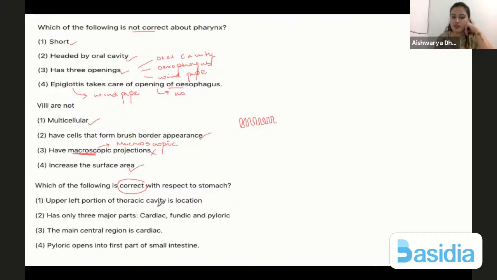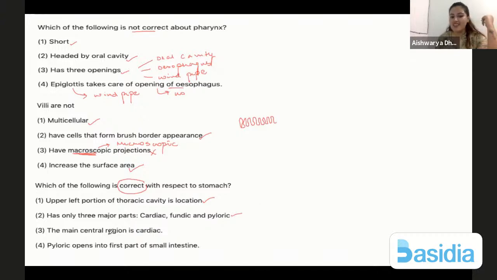Upper left portion of the thoracic cavity is the location. It has three major parts: cardiac, fundic, pyloric. The main central region is cardiac. Pyloric opens into first part of intestine. So it is located in the upper portion. This is correct. It has three major parts: cardiac, fundic, pyloric.